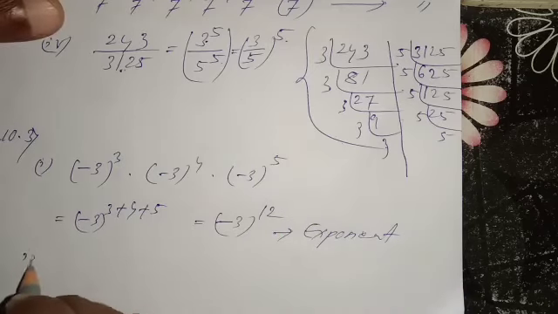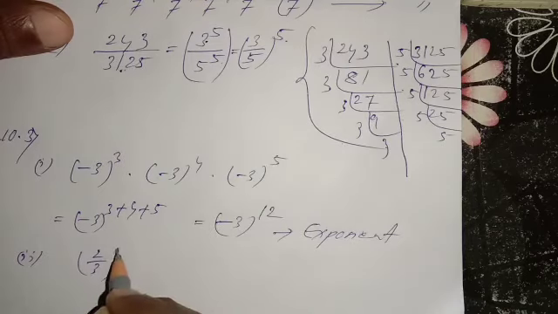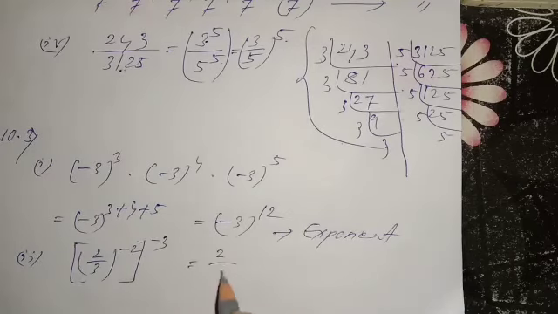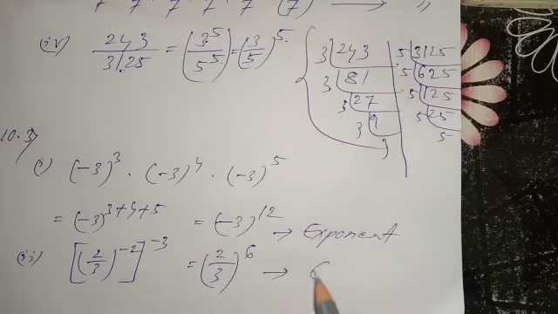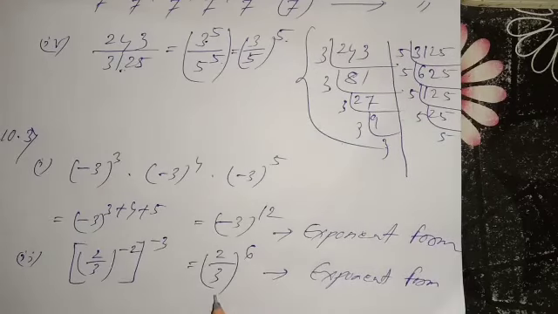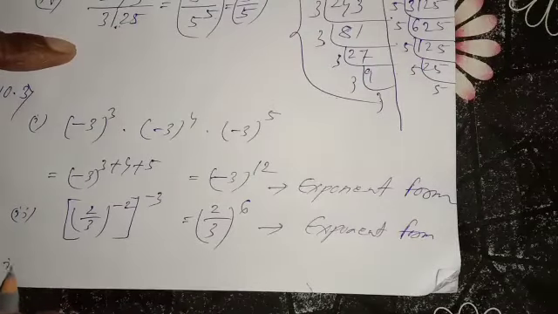The second part question is given as ((2/3)^-2)^-3. Again, whole to the power is given like this, -3. That means 2/3 is the base, and the powers are multiplied: -2 into -3 will be plus 6, so (2/3)^6. This one is exponent form. Here the base is 2/3 and the exponent is 6. Second part complete.